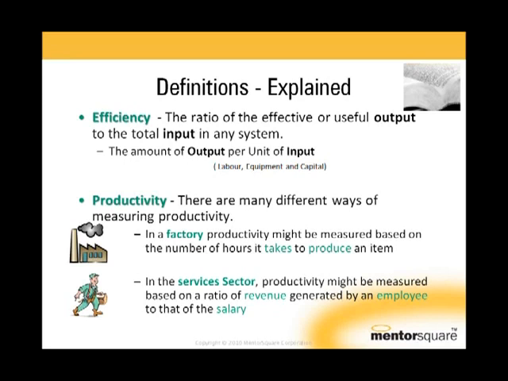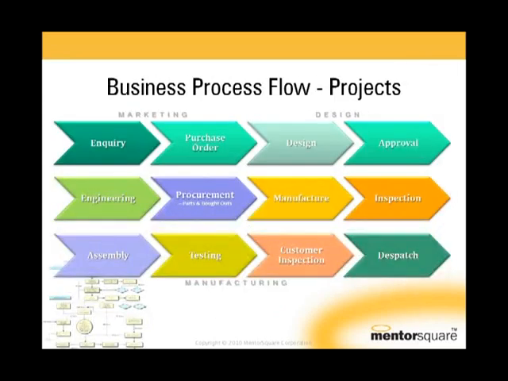So before we get on to the measurement of these two prime parameters, productivity and efficiency, let's look at how a business is run. Here on the screen you see an example of a project. It doesn't necessarily represent any particular organization or company, just a generic representation. If it is a product, probably the parameters could be slightly different. So just as an example, let's take this as a business to understand the business process flow.